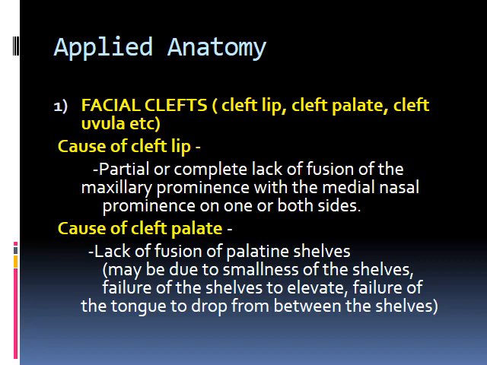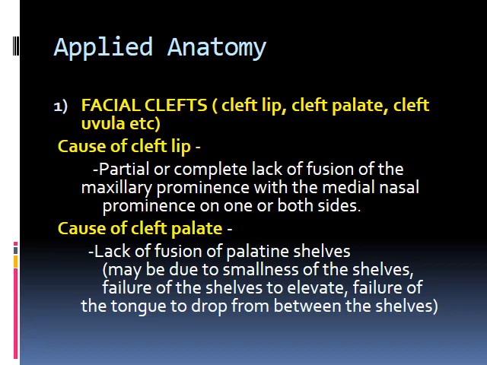Now coming to the congenital anomalies associated with the development of the face. Number one is facial cleft. Cleft means an opening or gap. That means facial cleft means any opening or gap on the face, we call it a cleft. Now facial cleft may include cleft lip, cleft palate, cleft uvula, etc.